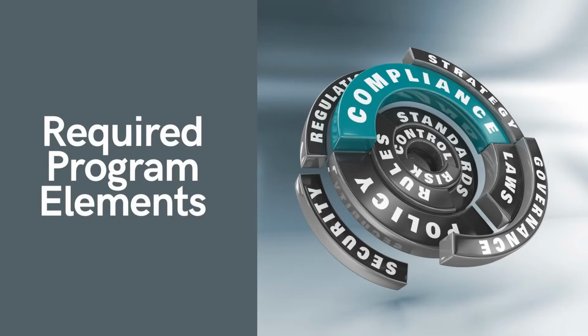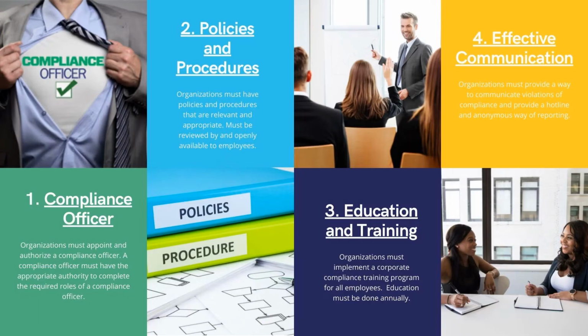So just saying that you have a compliance program, unfortunately, is not enough. There are required program elements that you must adhere to ensure that you have an effective compliance program that is required by both New York State and the federal government. So we're going to cover the 8 required elements of an effective compliance program. Number 1, we have to have a compliance officer. Organizations must have an appointed and authorized compliance officer. Compliance officers should have the appropriate authority to complete the required roles of that office.